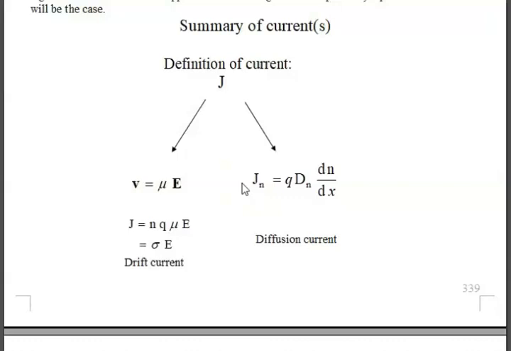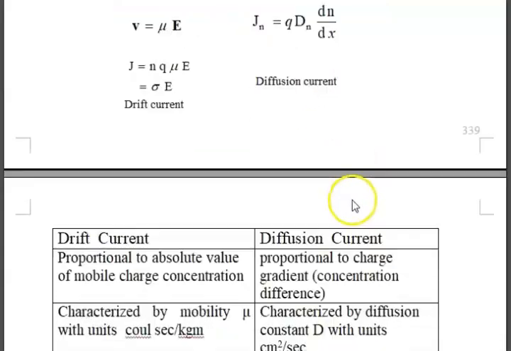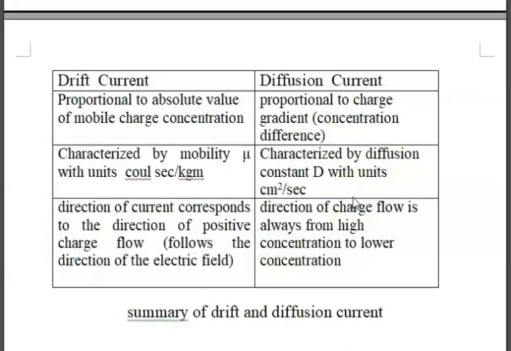So we can summarize that here. For drift current, which is on the left side, we have NQV, and V is equal to the mobility times the electric field. And on the right side, it looks very different. Diffusion current is equal to the charge times this new constant which we've introduced, the diffusion constant, multiplied by the gradient. And that's indicated by the table here, the summary of drift and diffusion current, and hopefully that all makes sense given what we've just been discussing.